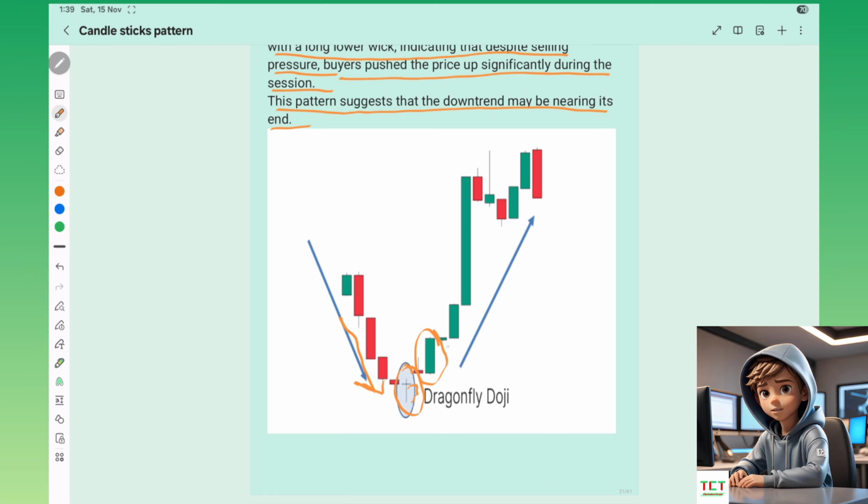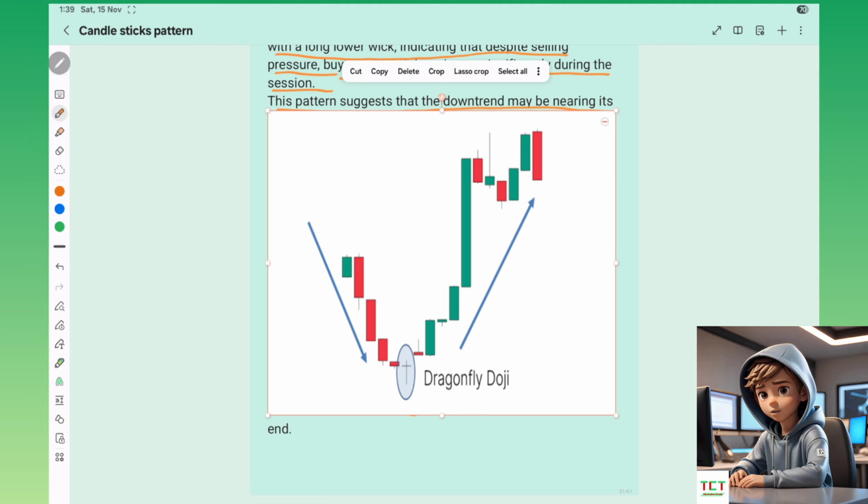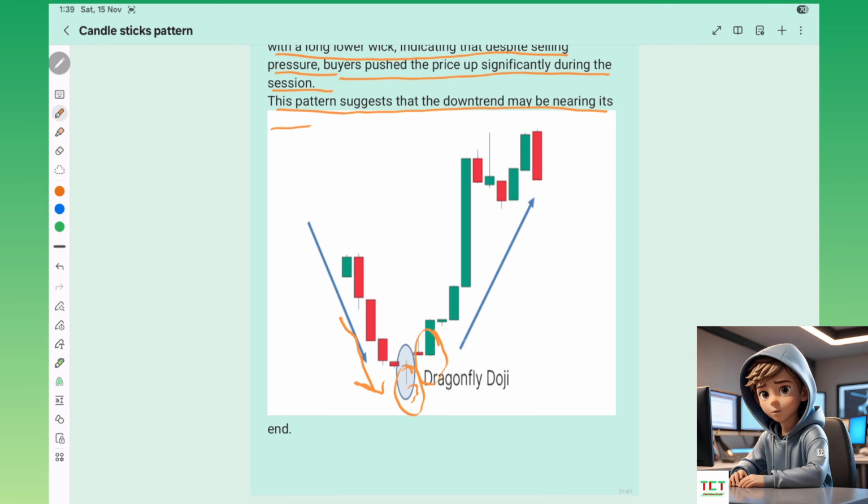This shows tremendous buying pressure. Even though sellers tried hard to push the price down, buyers completely reversed it. This is a strong signal that buyers are taking control. The dragonfly doji suggests that the downtrend may be nearing its end. It's like a line in the sand where buyers said, "No more. We're not letting the price go lower." When you see this pattern at the bottom of a downtrend or at a strong support level, it's a very reliable reversal signal. The longer the lower wick, the stronger the signal, because it shows more aggressive buying.